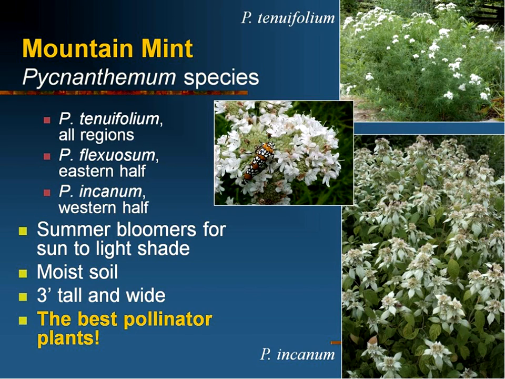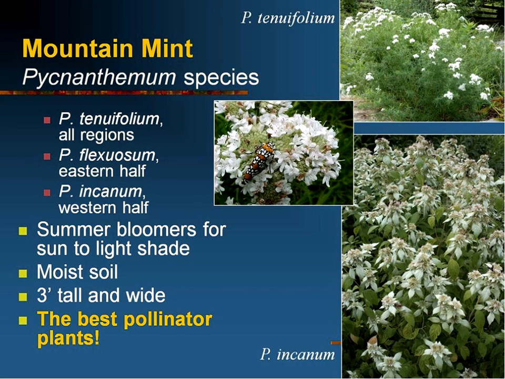My favorite species is the Pycnanthemum tenuifolium, which is pictured up at the top. It's a very narrow-leafed species, and it has these little bitty white flowers, and it's nice. It stays in place, even though the name mountain mint might make you think of something that spreads, and some species do spread. The Pycnanthemum tenuifolium, in my garden anyway, stays in a nice clump, and I love the texture. And in the winter, it's really beautiful.